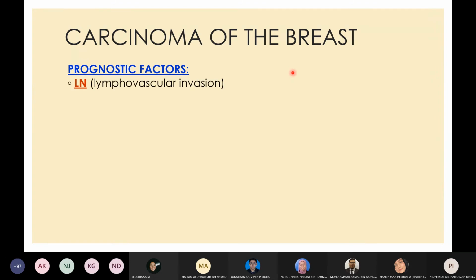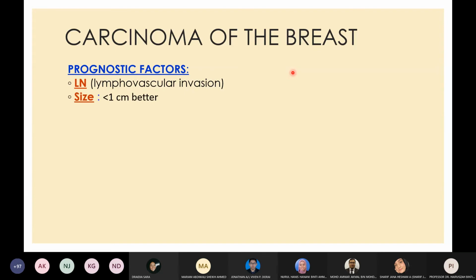Okay, one more thing that you have to know about cancer of the breast, apart from knowing it is cancer of the breast: what is the type? Ductal, lobular, mucinous, and so on. What is the grading? Is it grade 1, 2, 3? The next thing you should know about the carcinoma of the breast patient that you're dealing with is the prognosis.